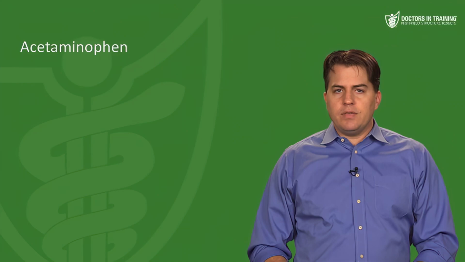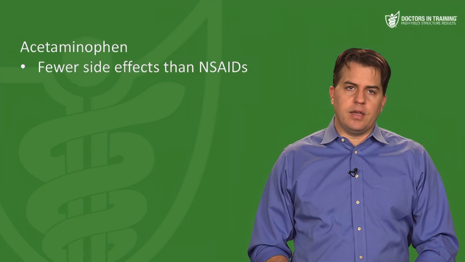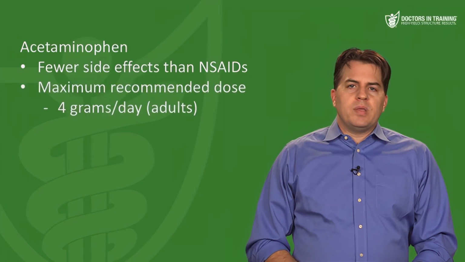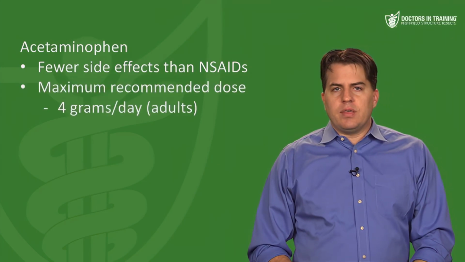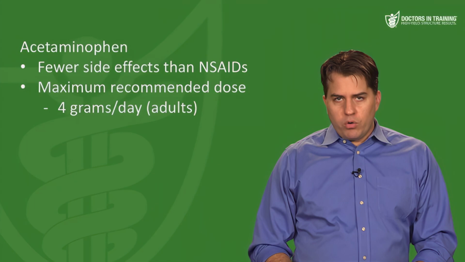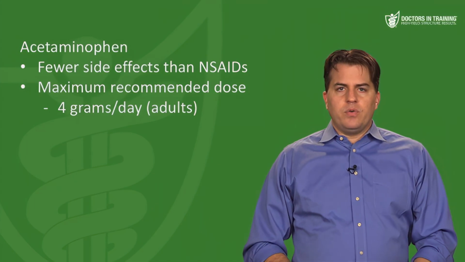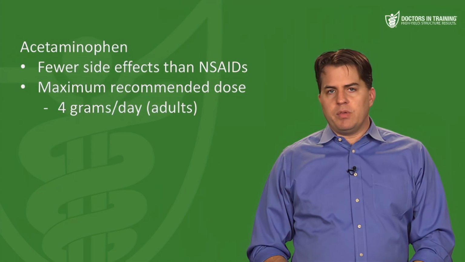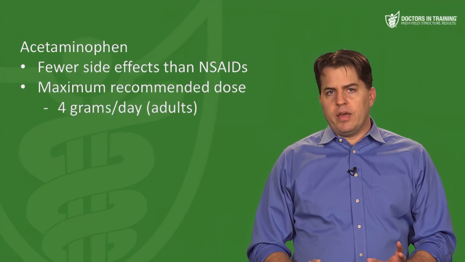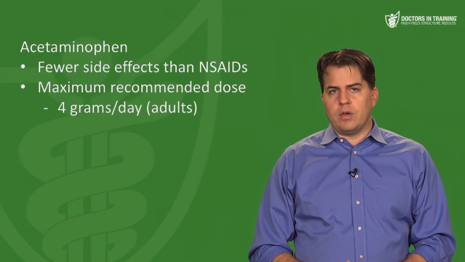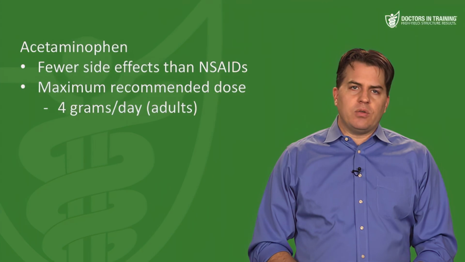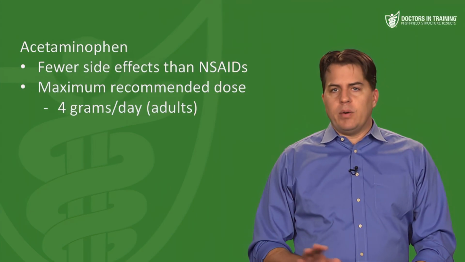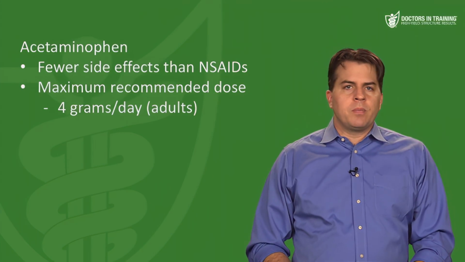Acetaminophen can be used instead of NSAIDs in treating pain and fever in children, and often for adults too. It has fewer side effects than the NSAIDs, especially fewer GI side effects, which we'll talk about shortly. But the maximum recommended dose of acetaminophen, again, is 4 grams per day in adults. If you recommend that a patient takes 1,000 milligrams, that's 2 extra strength Tylenol. If you recommend that they take those every 6 hours, then that would equate to 4 grams a day.